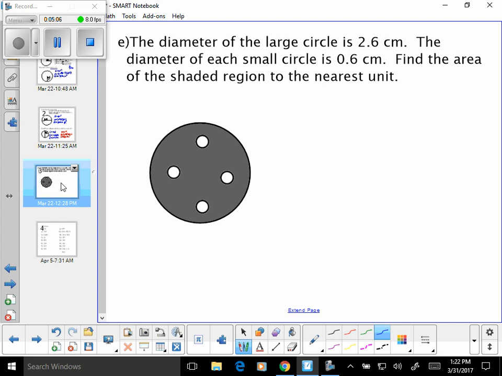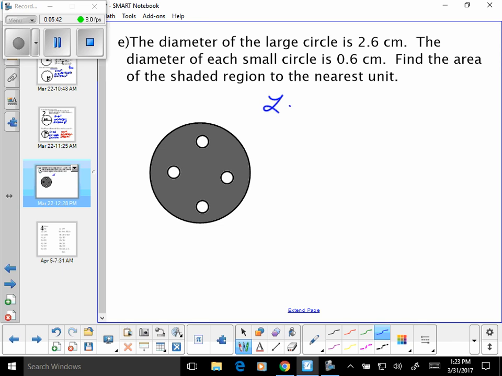They're going to put this together a little bit too, with the idea of an irregular figure. In this situation, we have a larger circle, and they tell you the diameter of that one is 2.6 centimeters, and that the diameter of each small circle is 0.6 centimeters. They want to find the area of the shaded region to the nearest unit. Now, who knows, maybe this is a button or some kind of a plate that you're going to put on a machine. They need to know the area of the shaded area. Now we have two different size circles here.